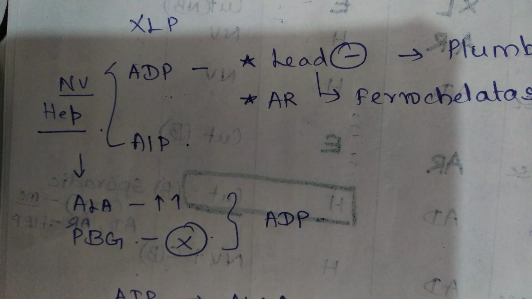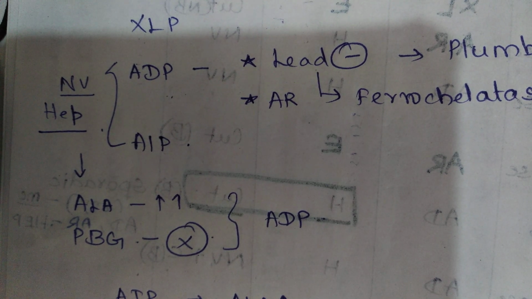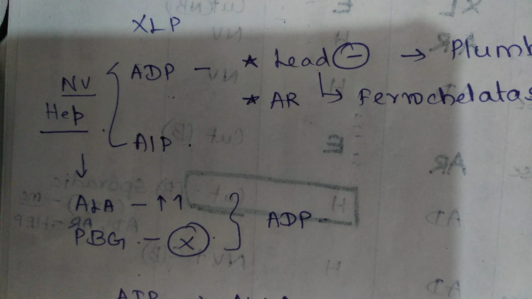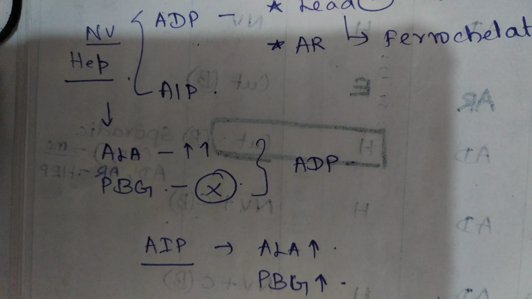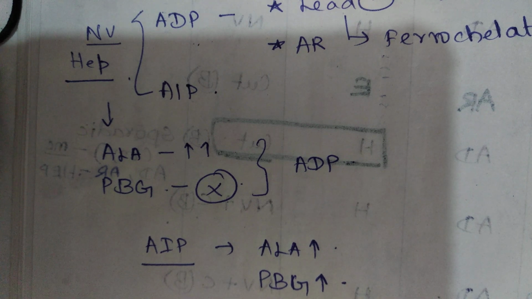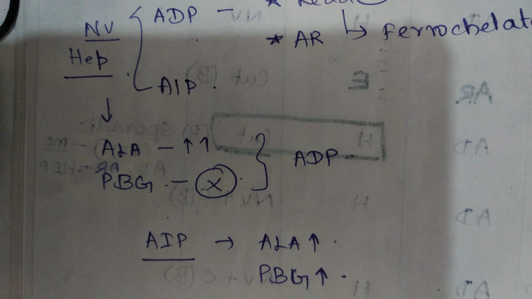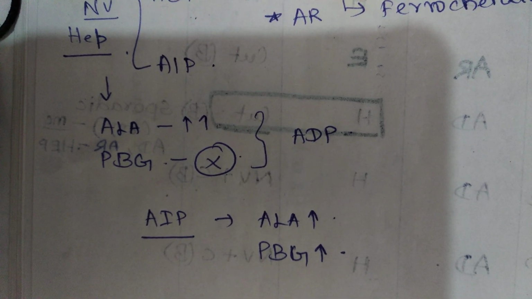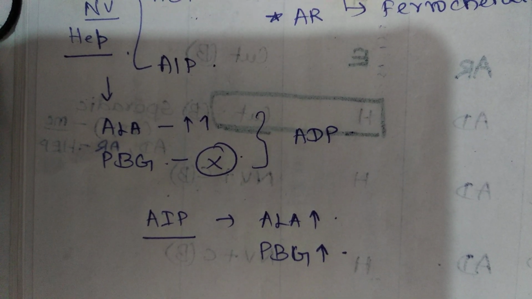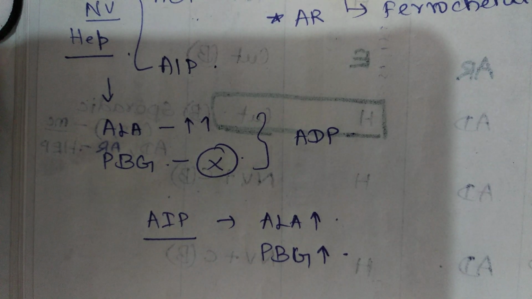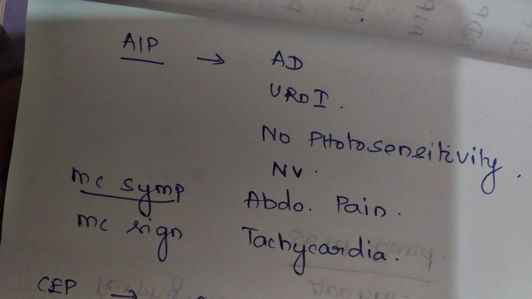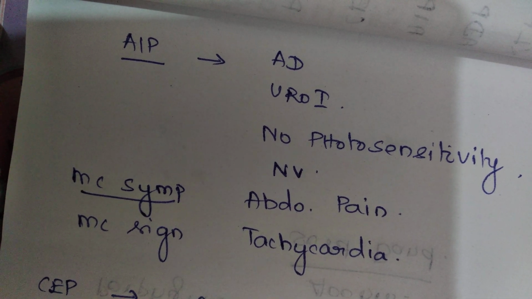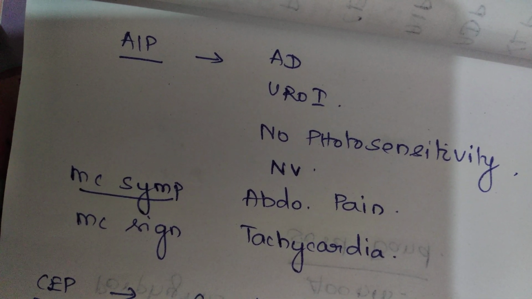Lead also inhibits another one of the important enzymes of the heme synthesis pathway. This is none other than the ferrochelatase enzyme. So in autosomal dominant porphyria, there is going to be accumulation of aminolevulinic acid, but there will be no accumulation of porphobilinogen. But in acute intermittent porphyria, there will be accumulation of both aminolevulinic acid and porphobilinogen.